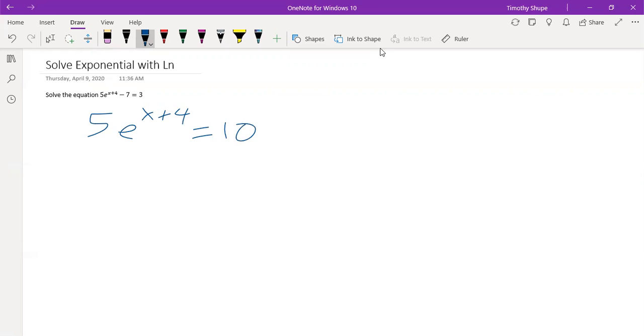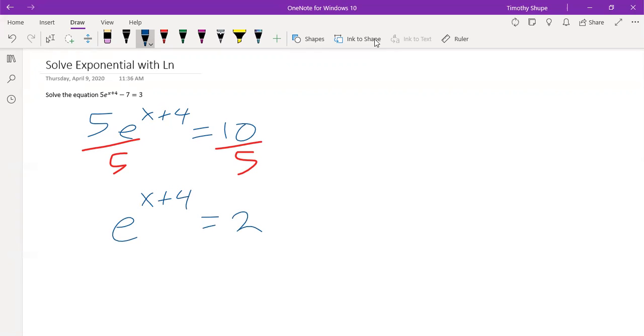Now at that point, we want to think about how do I undo the multiplication by 5. Opposite of multiplying would be to divide. So if I came through here and divided both sides by 5, my new equation is just going to be e to the x plus 4 is equal to 2.